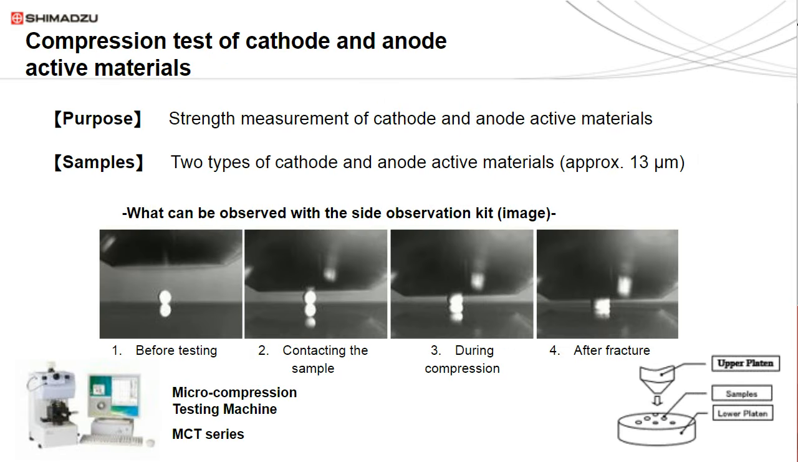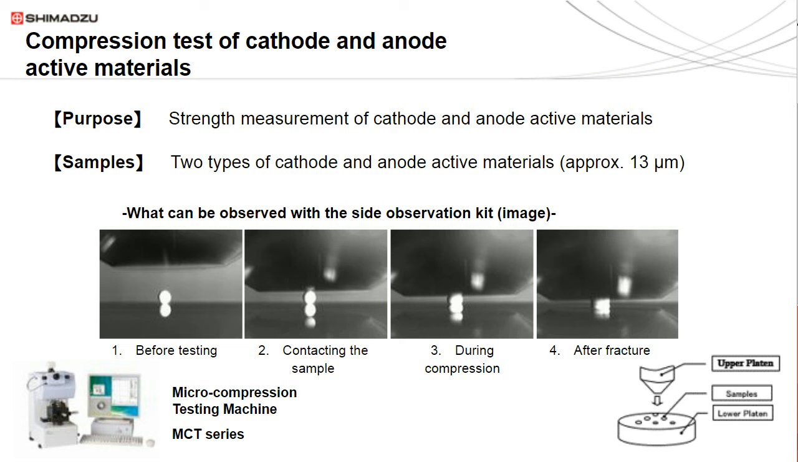Next is an example of a compression test of small particles. Since, as I said, the constituent materials of a lithium-ion battery are constantly being subjected to pressure during the manufacturing process and in use, it's important to evaluate the compression of the individual particles within the cathode and anode. This slide shows a compression test of a single particle of cathode material.